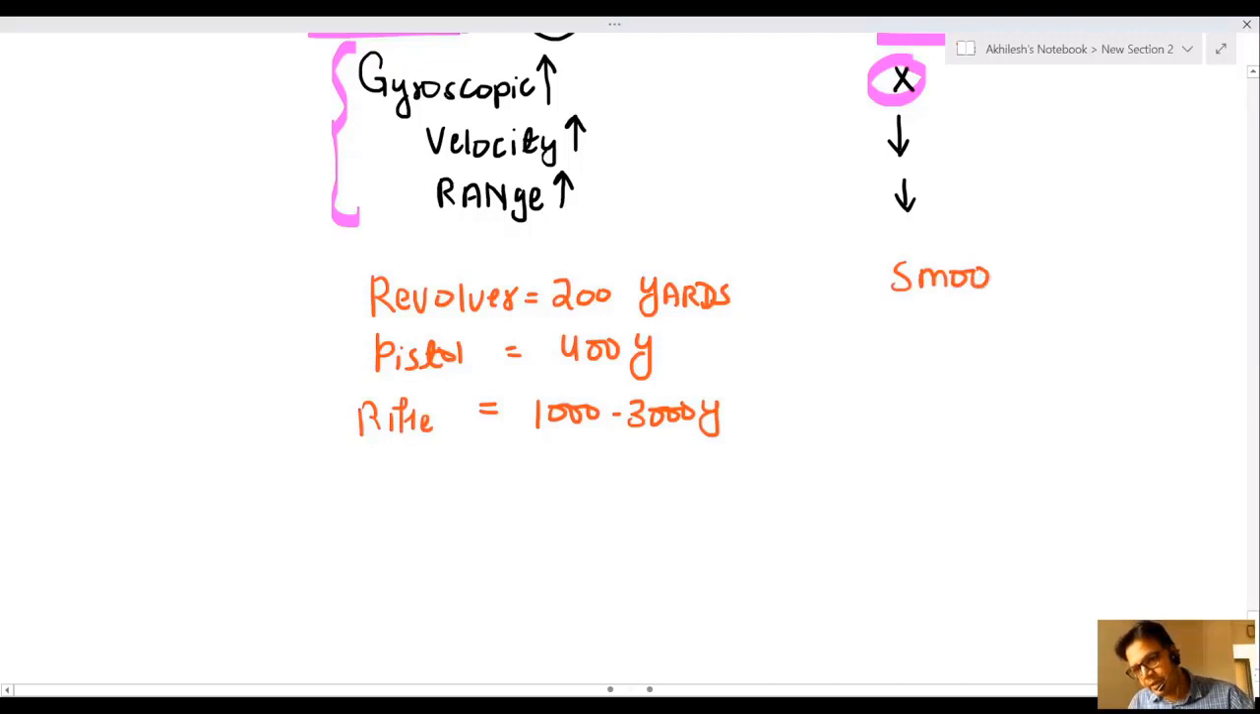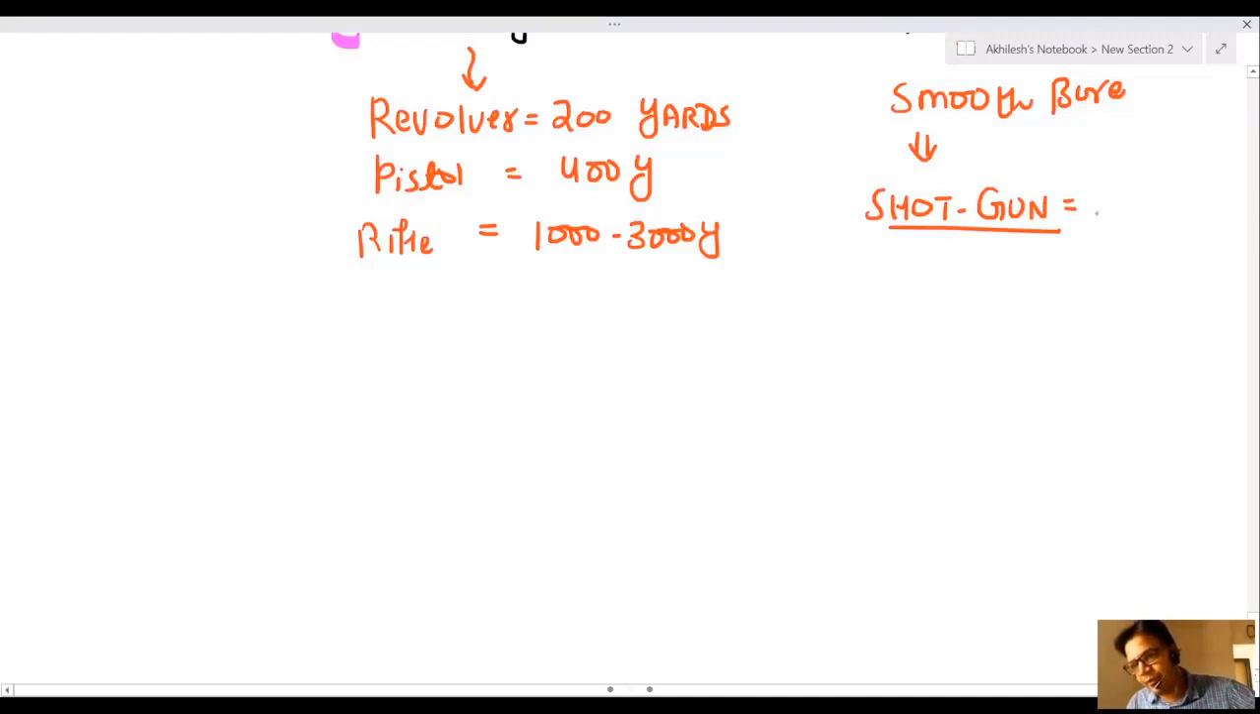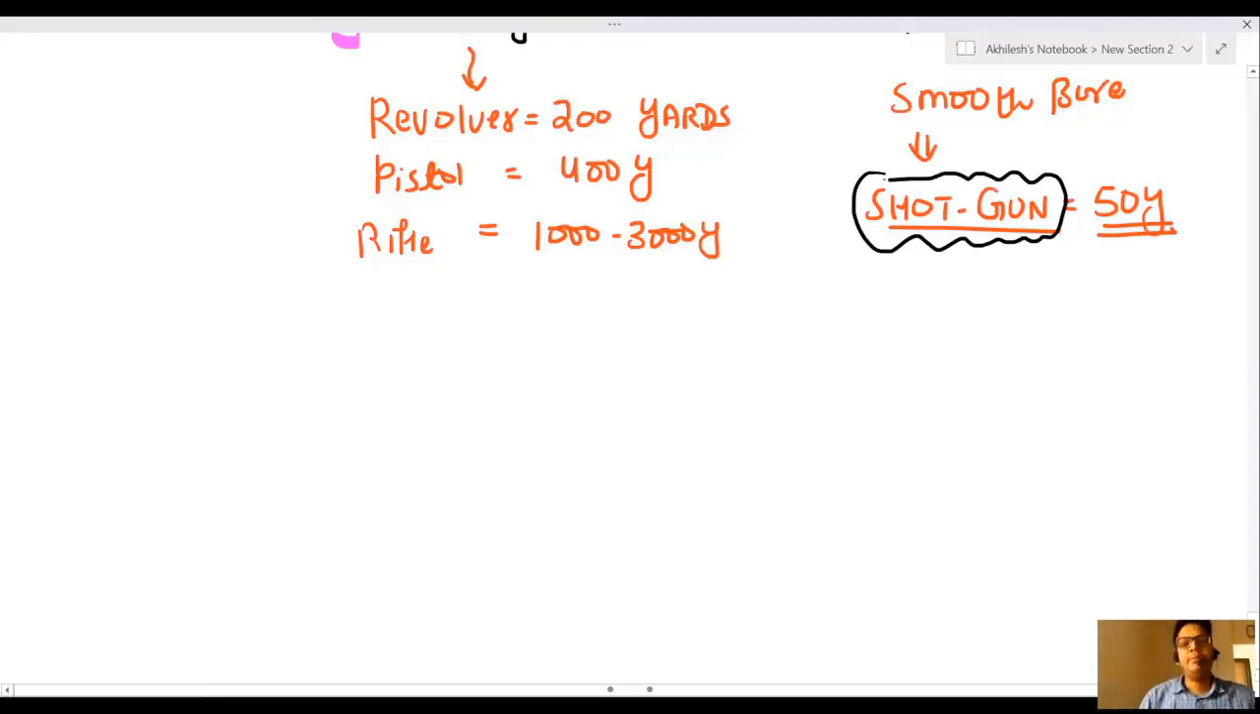If you see the example of smoothbore weapon, the example is shotgun. Range is almost 50 yards only. It means the shotgun has very small range. Revolver, again I'm revising, my dear friend: revolver range is 200 yards. Pistol range is 400 yards. Rifle range is the highest, 1000 to 3000 yards. Shotgun range is just 50 yards. So smoothbore weapon like shotgun has very short range.